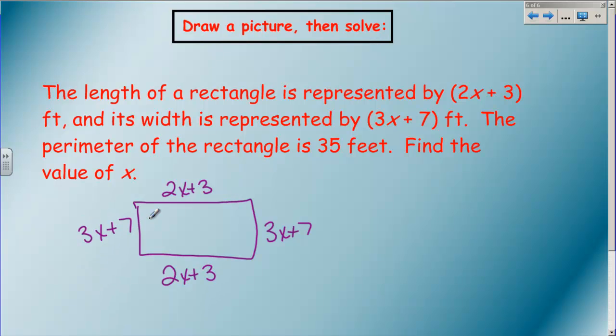Well, so let's go ahead and add up all four sides. 3x and 3x is 6x, plus 2x is 8x, plus another 2x is 10x. And then add your numbers. 7 plus 3 is 10. Another 7 plus 3 is 10, so that is 20. And it has to equal a perimeter of 35. So finish from there, and find out what x equals. And we will talk about the rest of this tomorrow when you come to class.